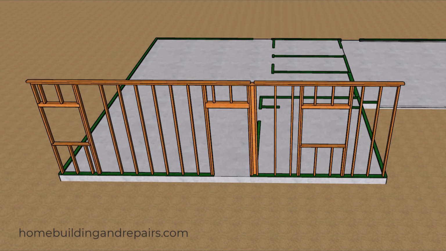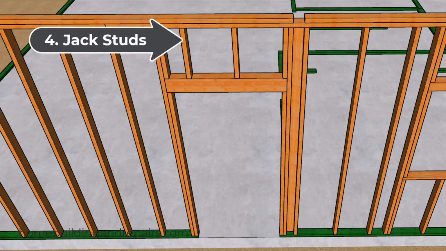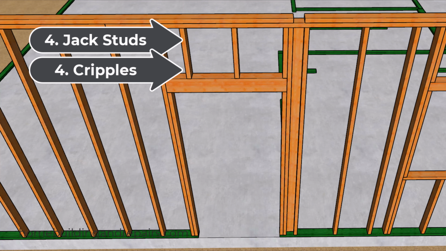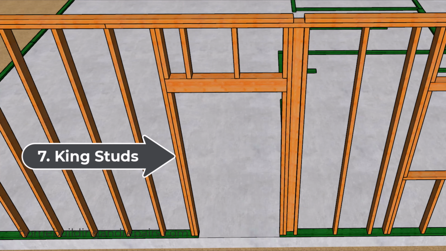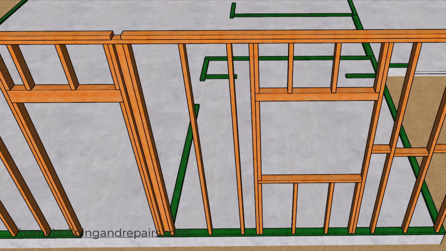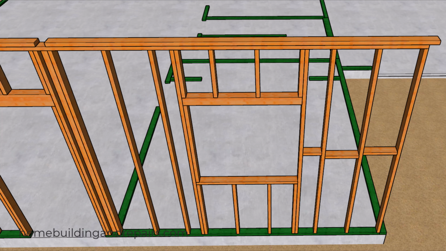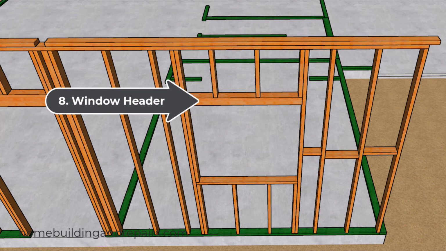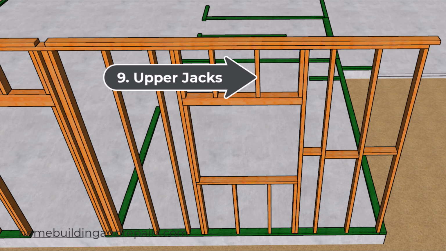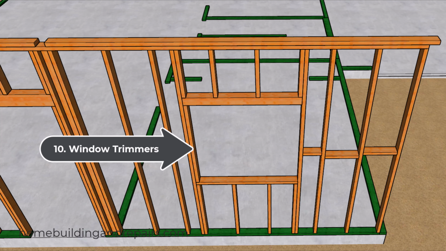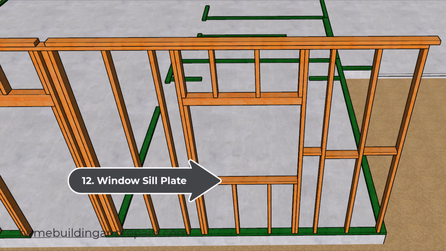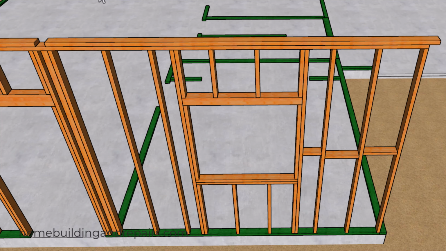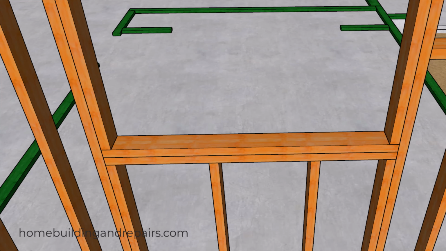Then we'll zoom in on the door framing where we have jack studs or cripples, a door header, trimmers, and king studs. Then we'll head over to the window where we have basically the same thing. We have a window header, upper cripples, upper jack studs, a trimmer, king stud, lower jack studs, and a sill plate. And sometimes you're going to have a double sill plate, which means you will have one sill plate stacked on top of the other.